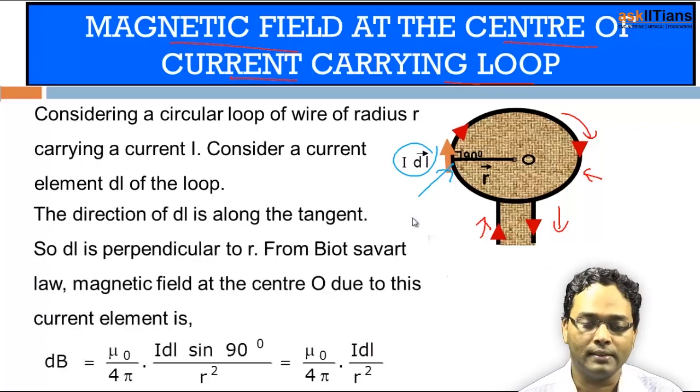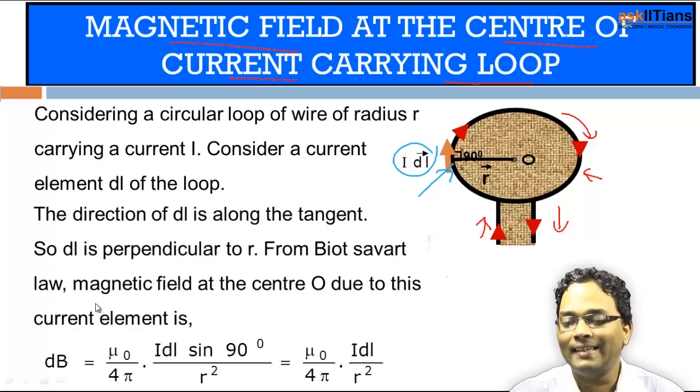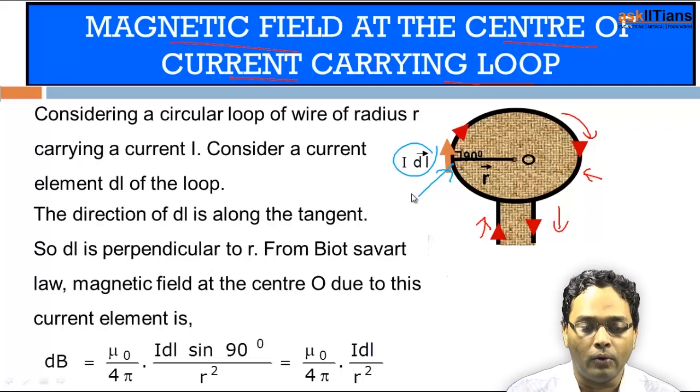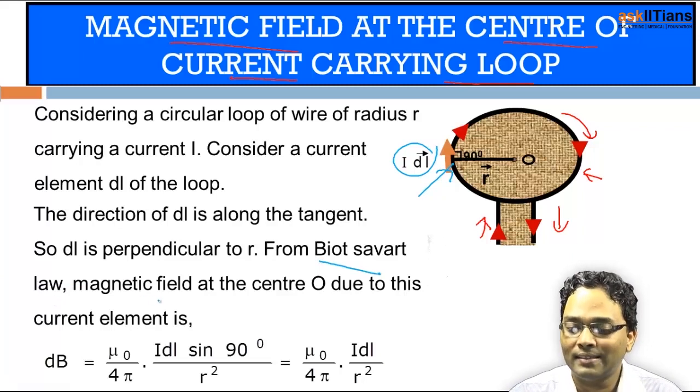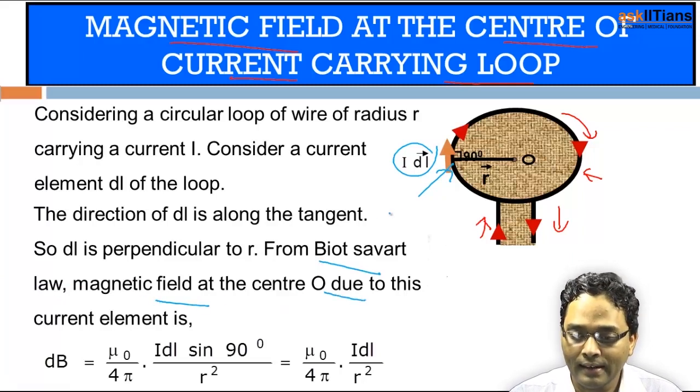Now, the direction of DL, as you can see, is along the tangent. So this is the direction of the DL that we have. Since the DL is going to be perpendicular to R, from the Biot-Savart law, the magnetic field at the center, at this particular point O, is going to be given by this.